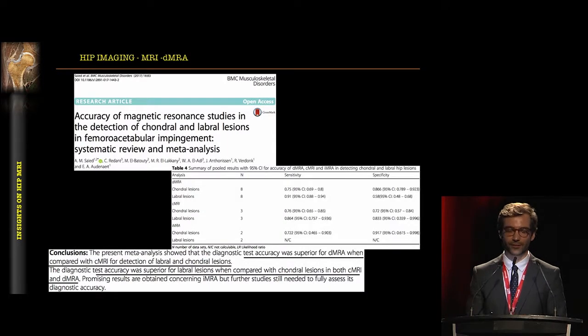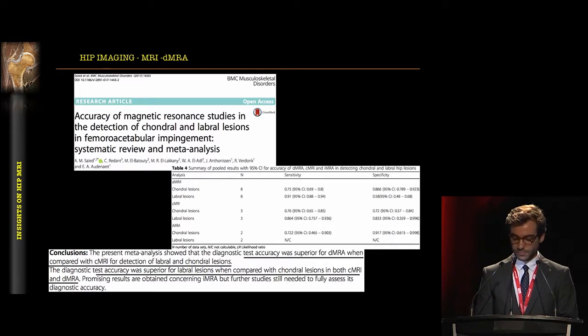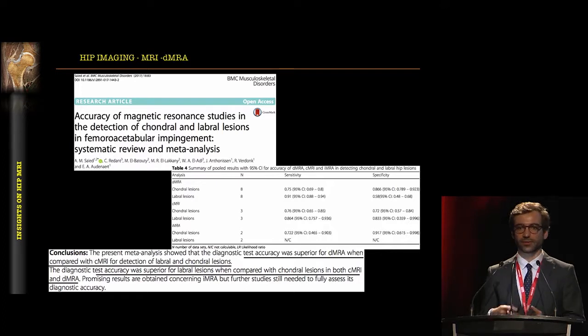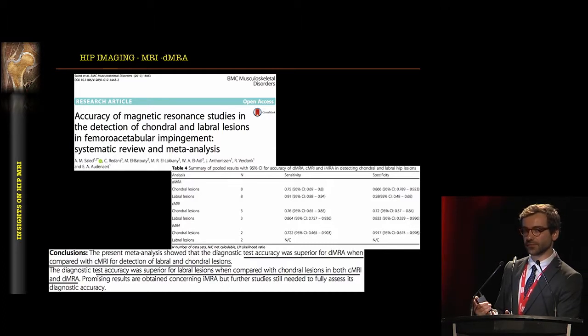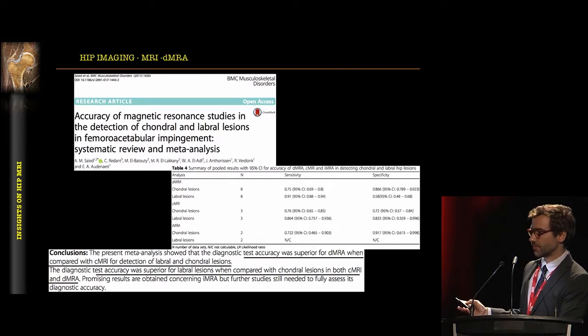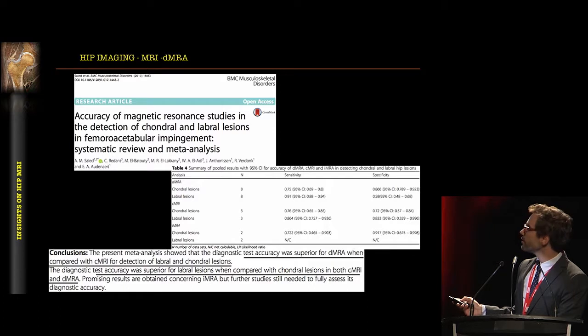Talking about accuracy, how do we perform? This meta-analysis recently published compared different types of MR studies, the direct and the indirect arthrography, and also the conventional MRI for detection of chondral and labral lesions in the context of femoroacetabular impingement.